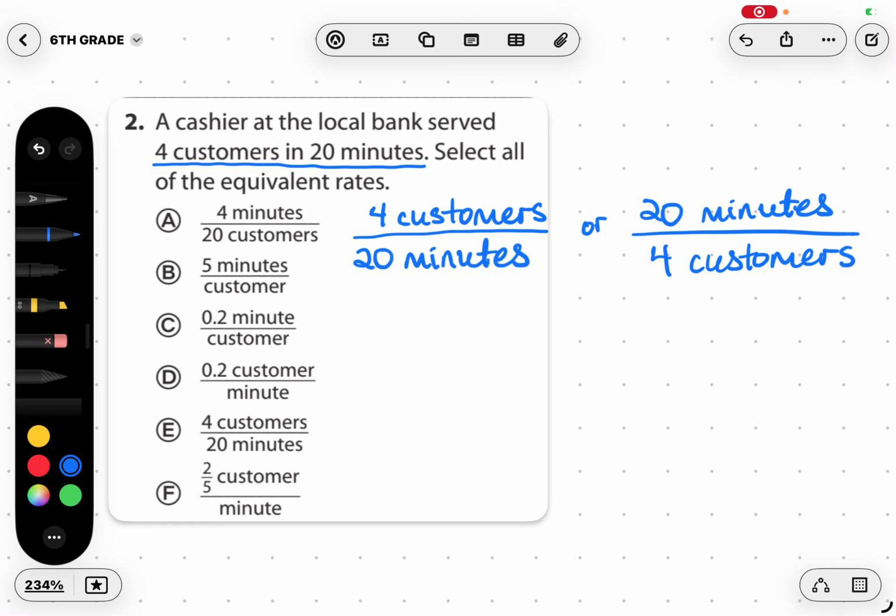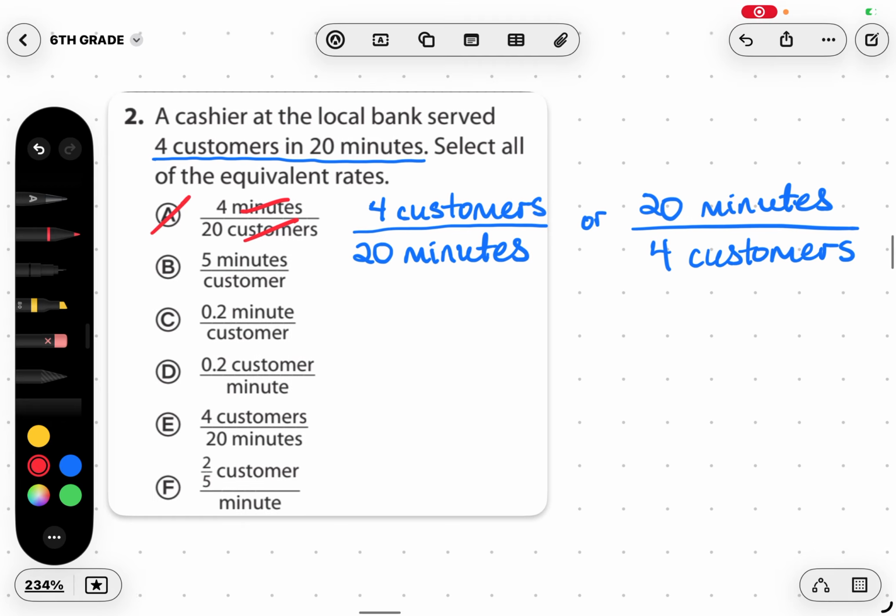So let's check to see if any of those make the cut. A doesn't make the cut because the units are incorrect. The minutes should be on the bottom with 20 and customers should be on the top with 4. So A is not correct. E is correct. E looks like this one right here, right? If you notice, okay. All right. Now the rest of them we'll have to simplify our fractions to see what comes up.